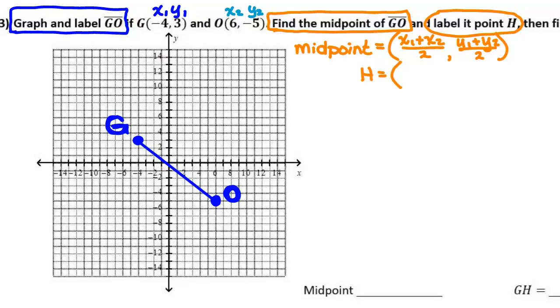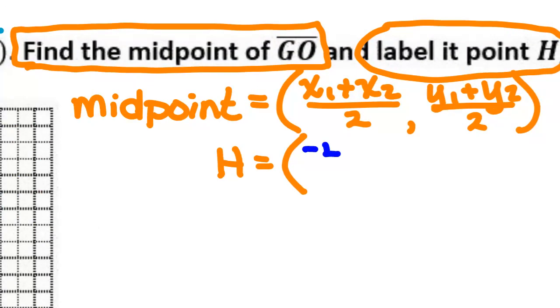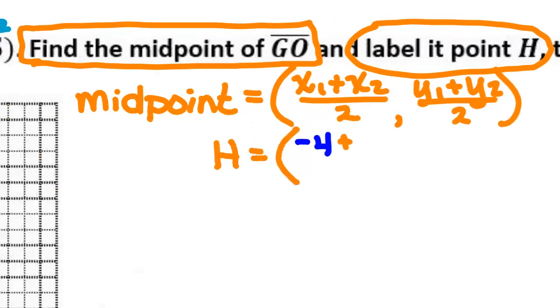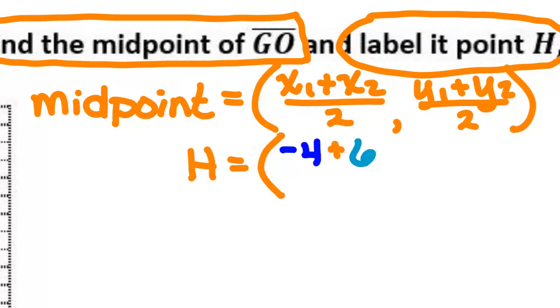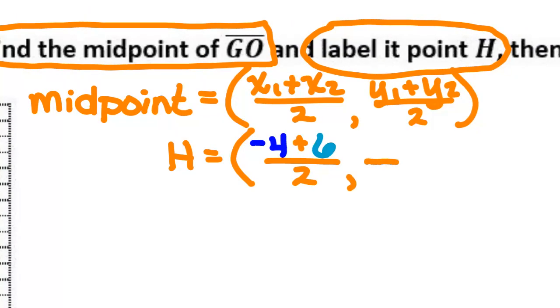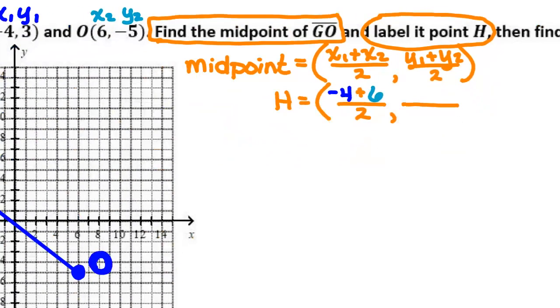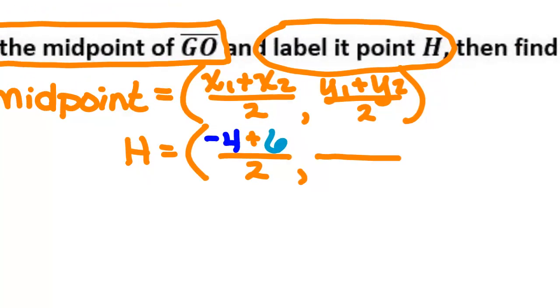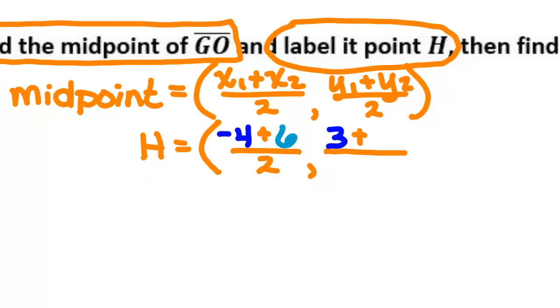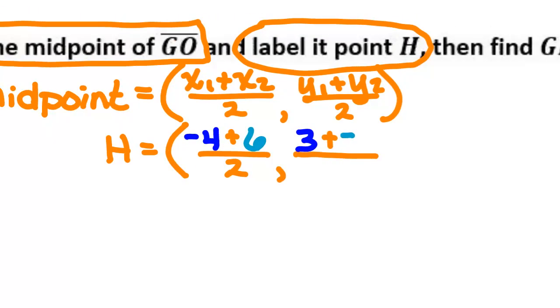So I'm going to have H equals parentheses. We take our x1, which is negative 4, plus our x2, which is 6, and put it over 2, comma. Next fraction, y1, which is 3, plus y2, which is negative 5, over 2. Close the parentheses.